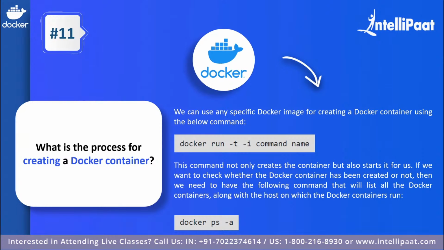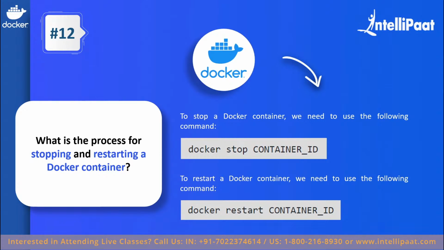If you want to check whether the Docker container has been created or not, then you'll have to run the following command, which is shown below, docker ps -a. These are the two commands you'll have to remember to create a Docker container from a Docker image: docker run -t-i command and the name of the Docker image, and it will create it for you.